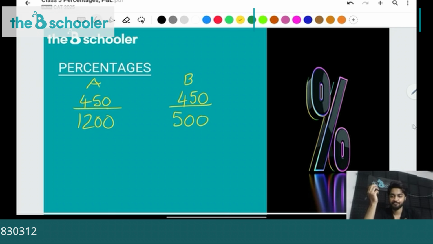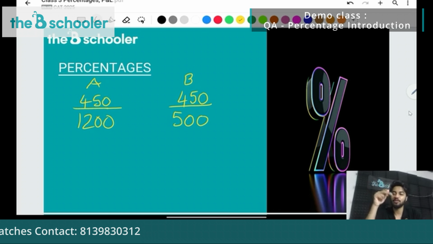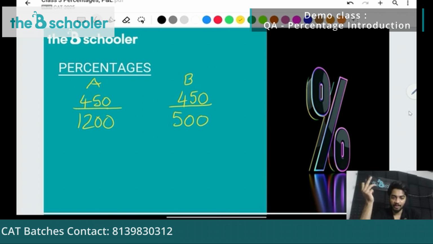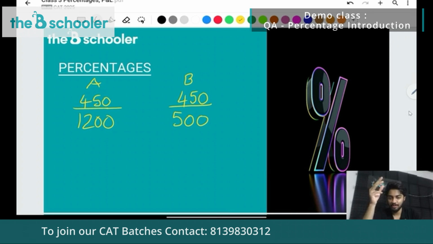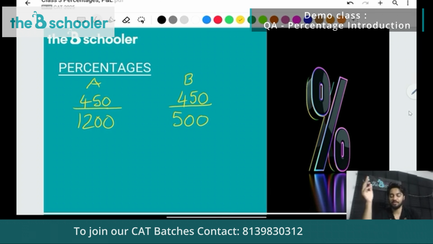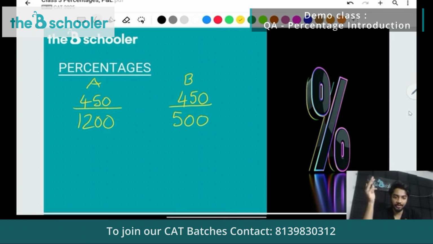You cannot compare these two here because the total is different, right? A person who had 500 in total, out of 500 he has scored 450, that is much better than a person scoring 450 out of 1200.